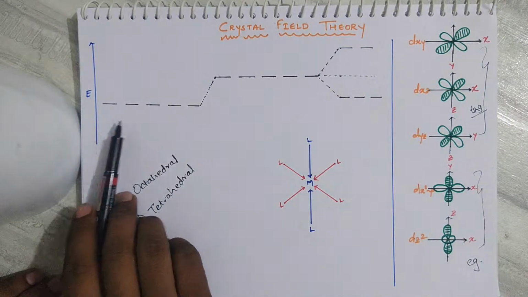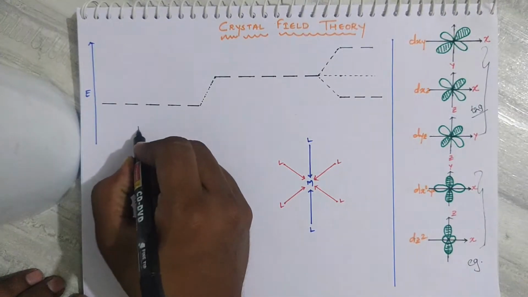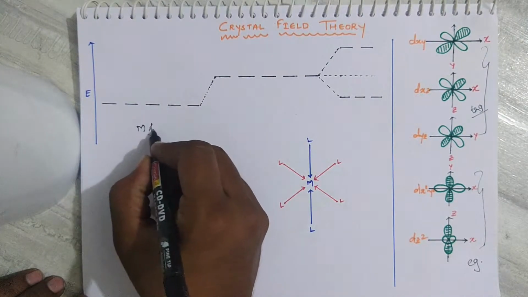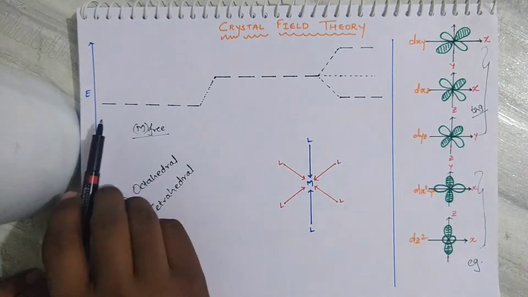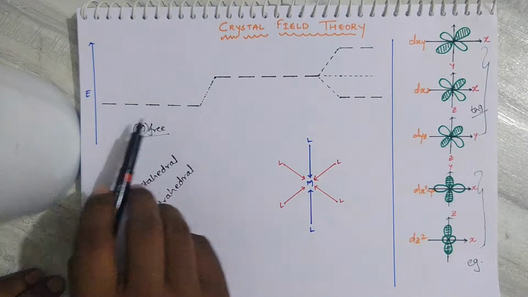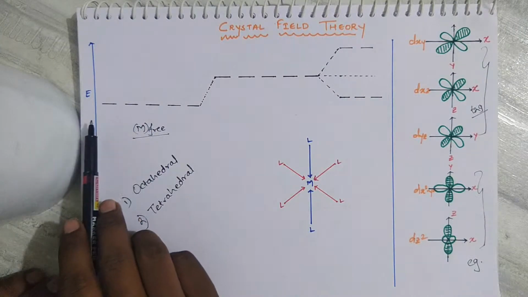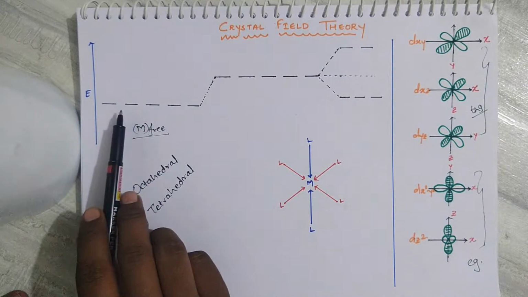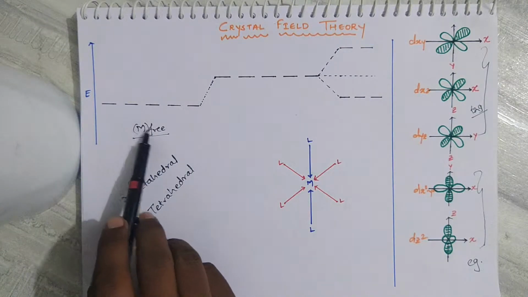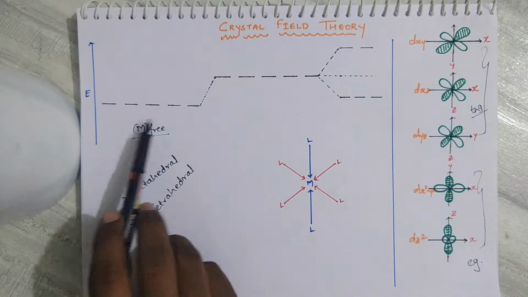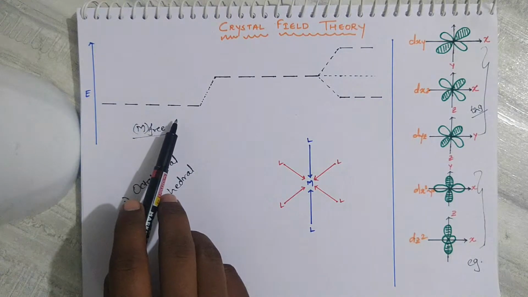Okay. Now these 5 d orbitals are initially degenerate when your metal ion or metal atom is in the free state. At that time all these d orbitals are at the same energy level. You can see we have written E over here. This E represents the energy of the orbitals. So in this case you are having metal atoms in the free state, and all these 5 d orbitals are at the same energy level. So we call them a degenerate set of orbitals.